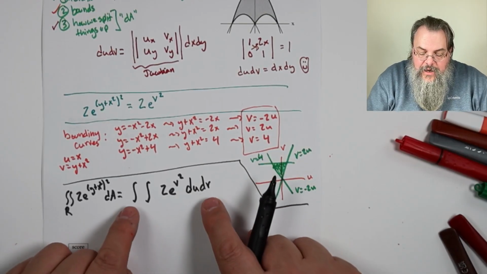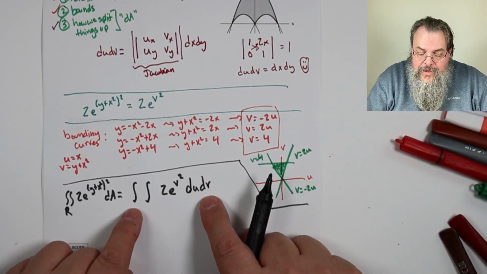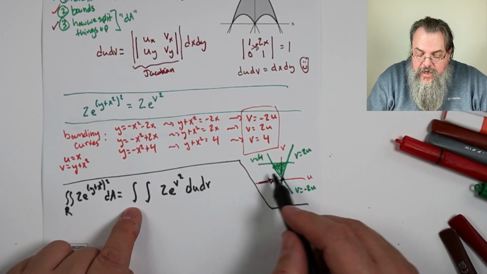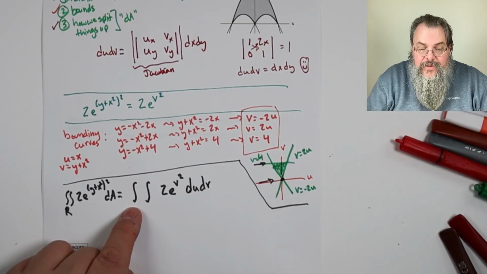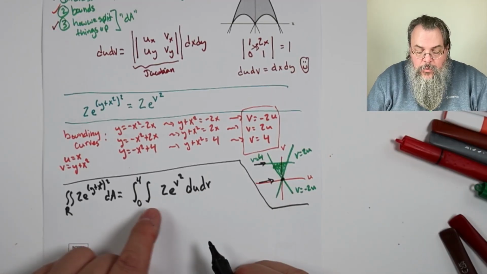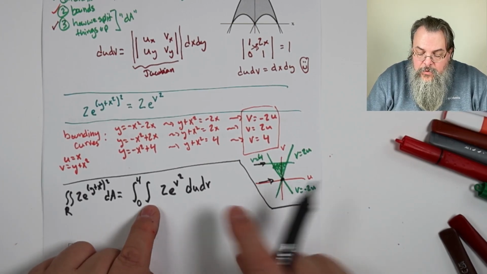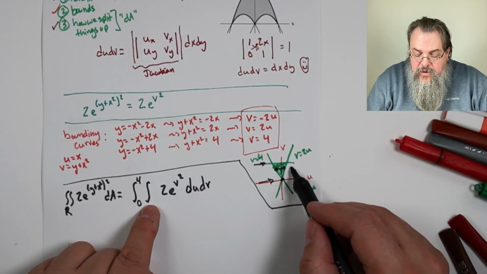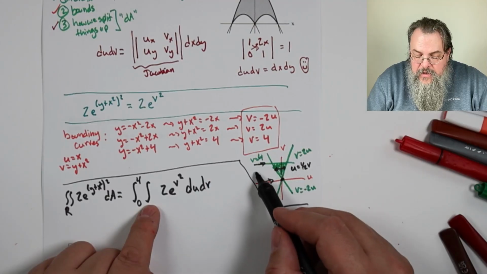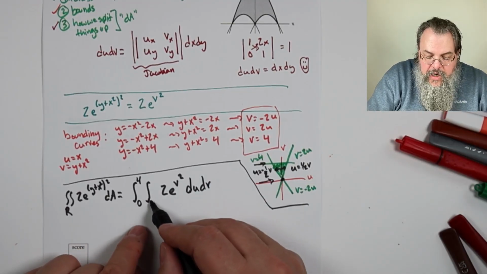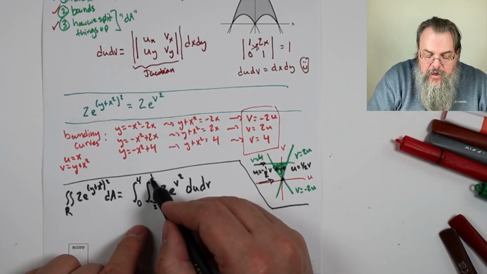All right, let's start with the outer layer. Where does v go from? Well, v goes from the bottom part of the triangle up to the top part of the triangle. 0 to 4. Where does u go from? Well, now we're going in between. So on the right-hand side, we're at u equals 1/2 v. On the left-hand side, we're at u equals minus 1/2 v. So we're going to go from minus 1/2 v up to positive 1/2 v.